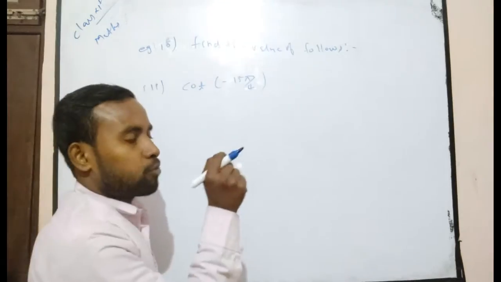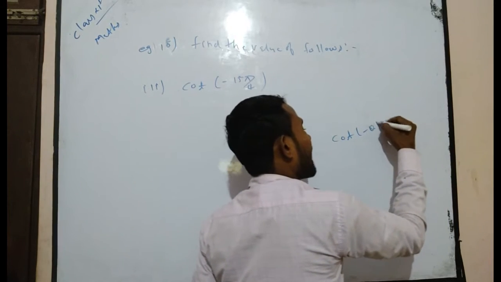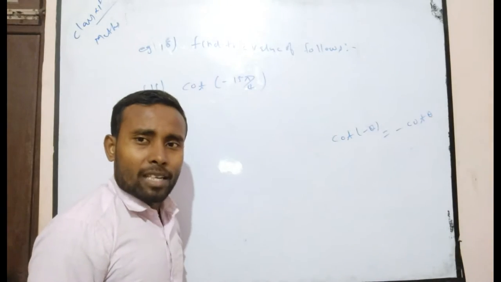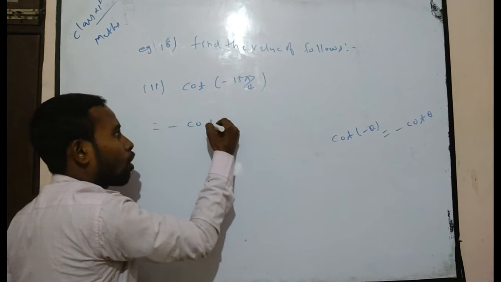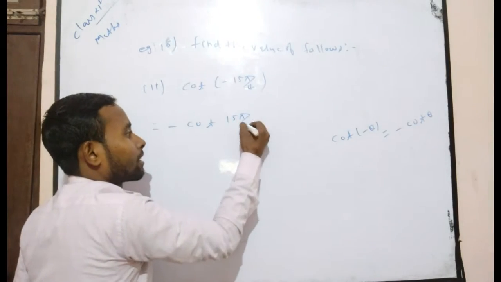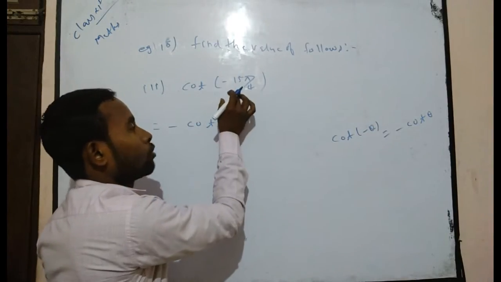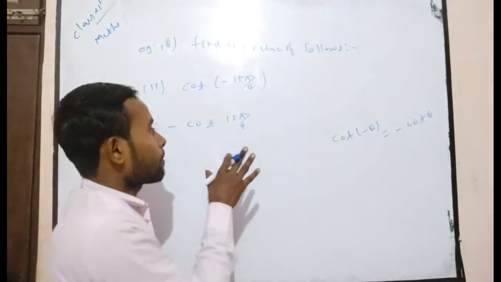After removing minus from the angle, as you know, cot minus theta is equal to minus cot theta. Cot minus theta is equal to minus cot theta. So you can write it as minus cot 15 pi by 4. First of all, you have removed the negative sign from this angle. Now it becomes very easy.